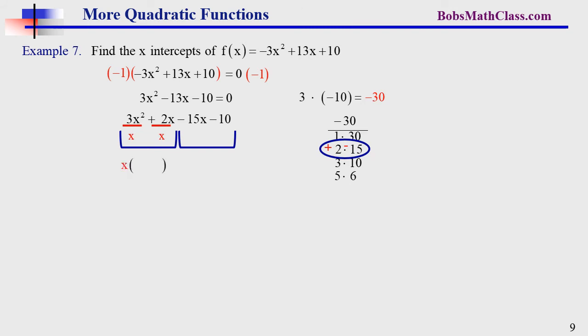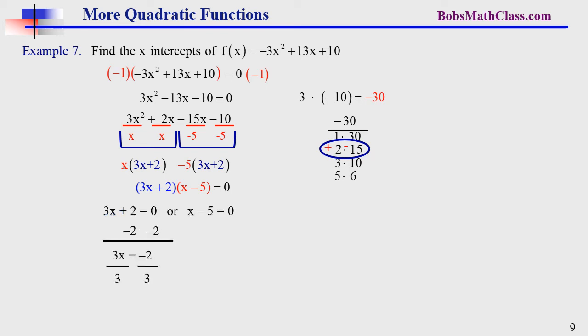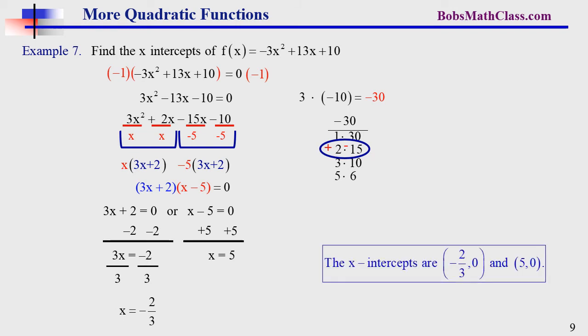Factor out an x from the first pair, -5 from the second pair. So we have 3x + 2 times x - 5, set them both equal to 0, and solve each of them. -2/3 on the left, and 5 on the right. So here are our two intercepts, -2/3, 0, and 5, 0.